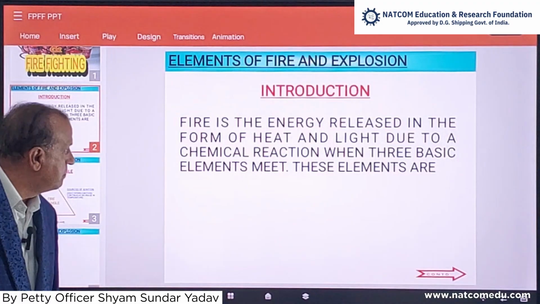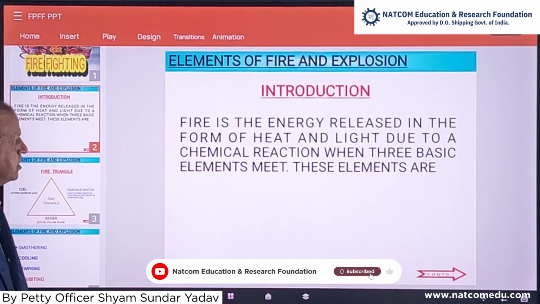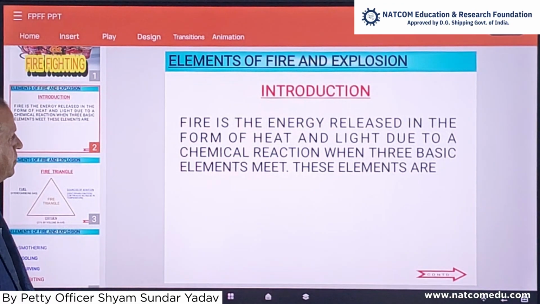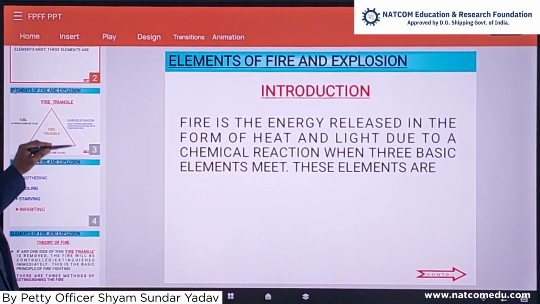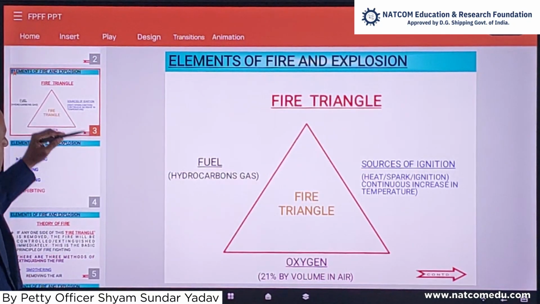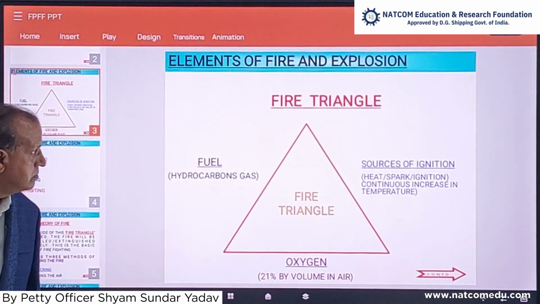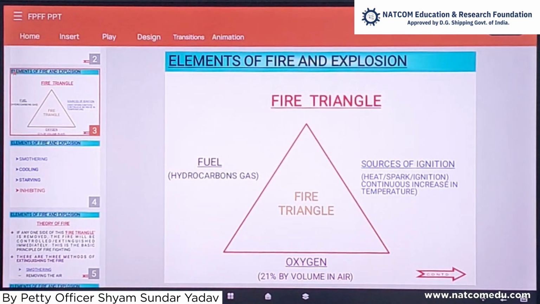Now, introduction. Fire is the energy released in the form of heat and light due to a chemical reaction when three basic elements meet. When these three things meet together, then fire will take place. Which elements are these? Fuel, source of ignition and oxygen. How much percentage of oxygen is required? 21%. Then the fire triangle is formed.